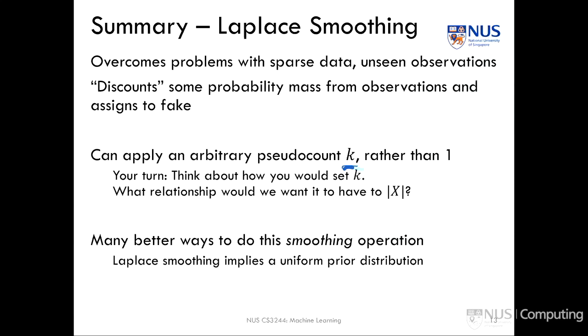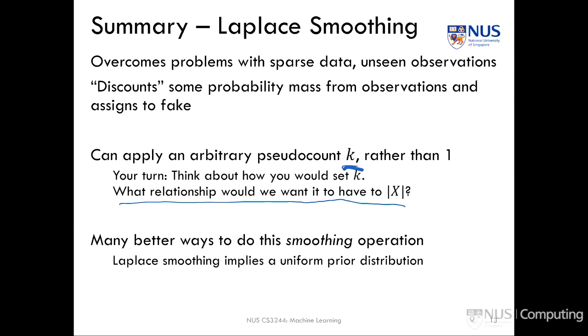So actually, we don't have to apply one. We can apply an arbitrary pseudo count, some k. What does that k mean? I'd like you to think about it. What type of relationship would we want to have the k with respect to the amount of data that's collected? Right? You can think of the case where we only have one observation, like in the die rolling example, and the case where we might have a lot of data and we still want to do smoothing.